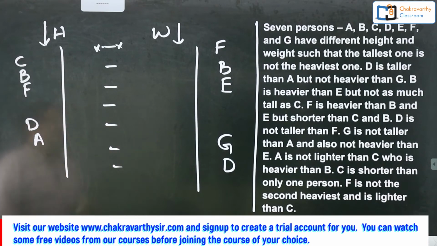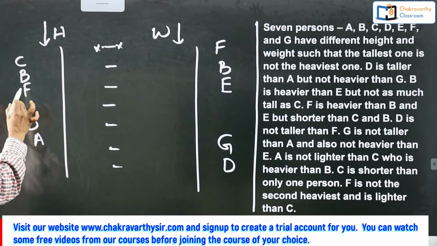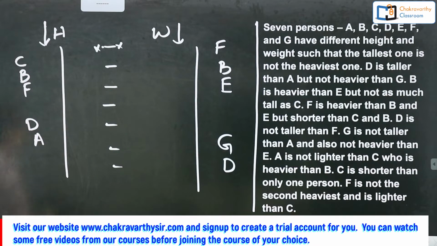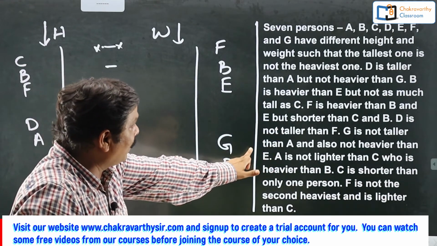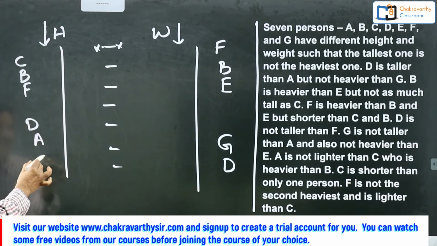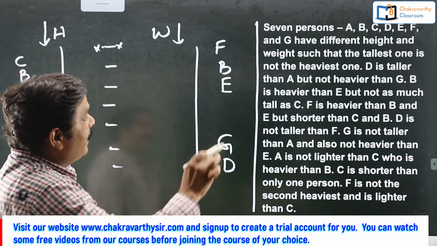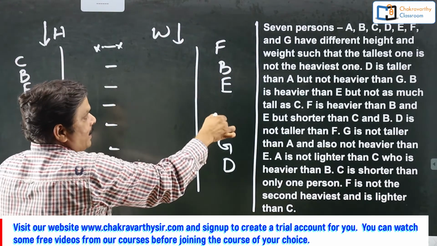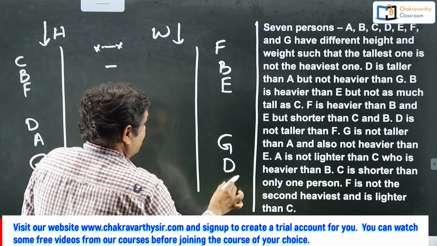D is not taller than F. That means D should be shorter than F. So already this is one comparison. Now they have given that D is shorter than F. That means there is a connectivity. You can take it as it is. Okay, now what they have given, D is not taller than F, G is not taller than A and also not heavier than E. G is not taller than A, G should be here somewhere. Now these two got connected. G is not heavier than E. There is a connectivity. So you can take like this.